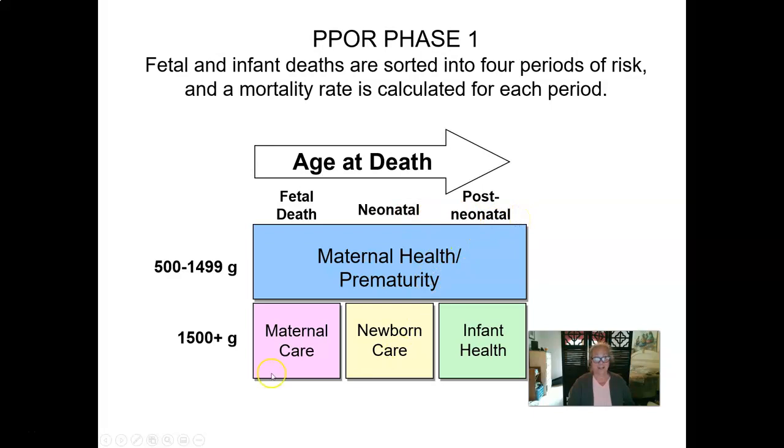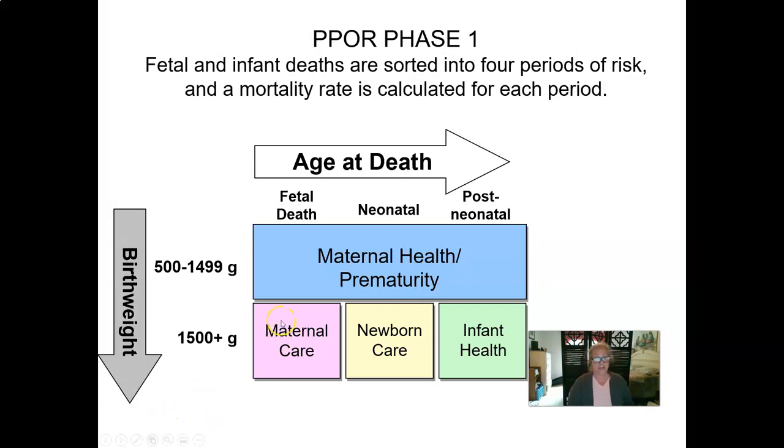Post-neonatal deaths is 28 days to 364 days. Then the second dimension is birth weight. And our dividing line here is 1,500 grams, and that is the definition of very low birth weight. We do limit the birth weight to less than 500 grams, so we don't include those tiny babies, and there are quite a few, especially of fetal deaths.